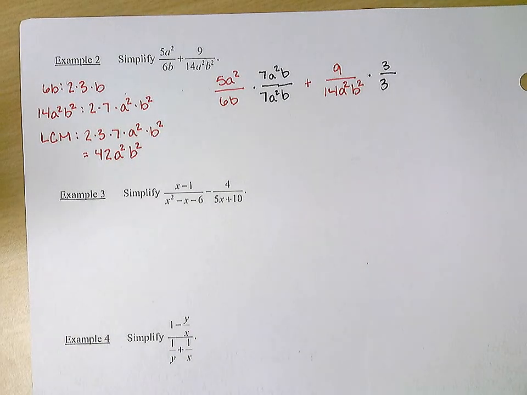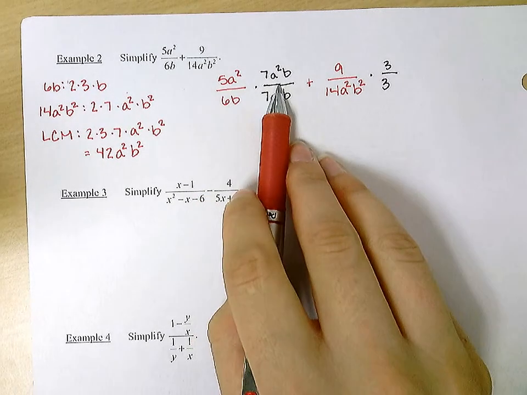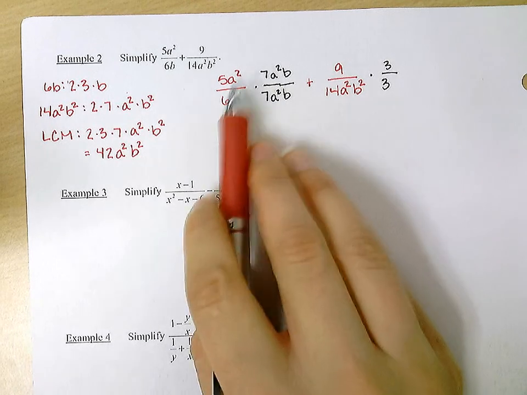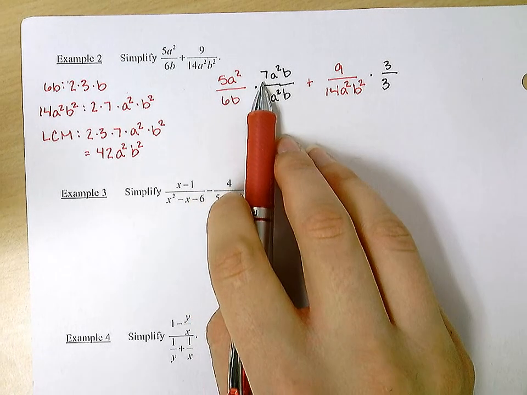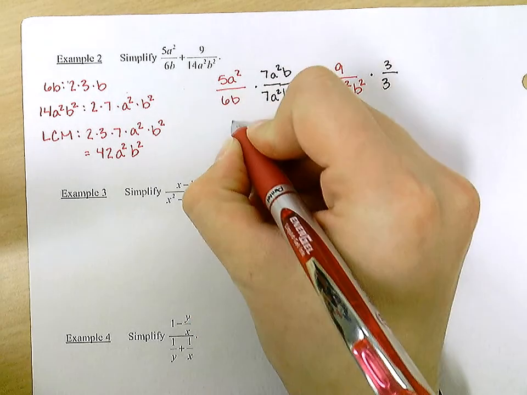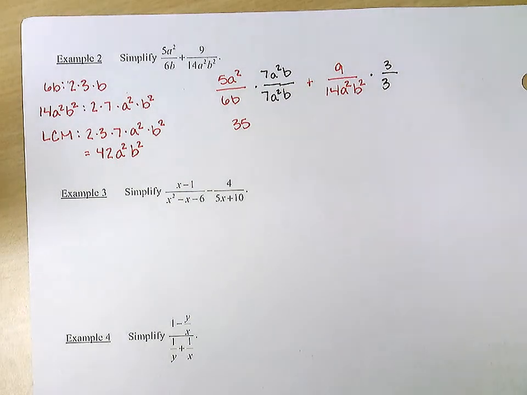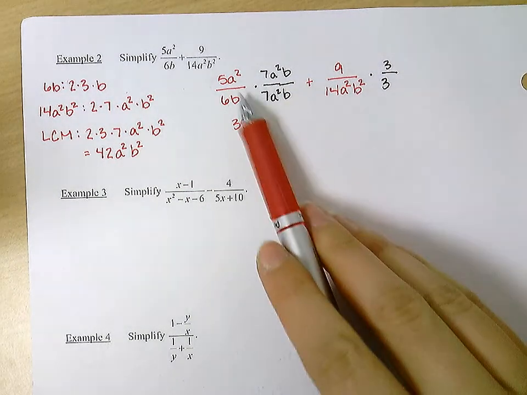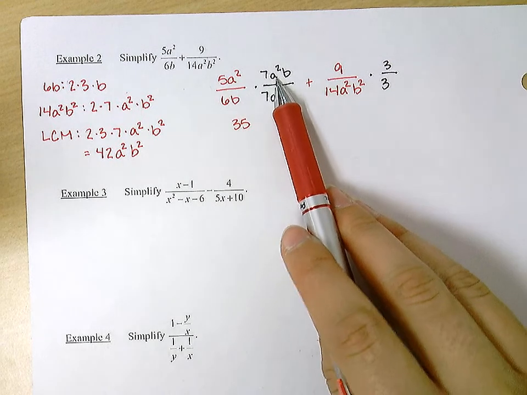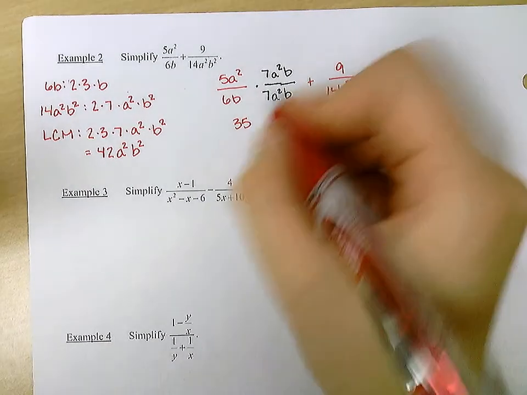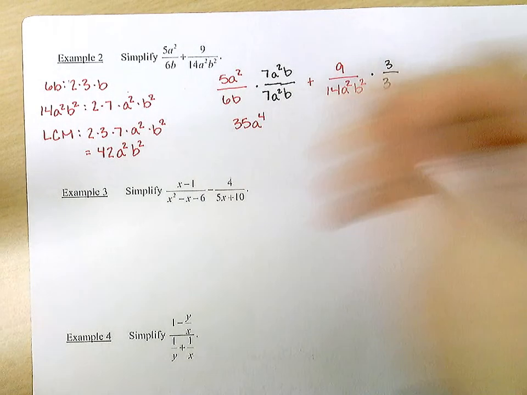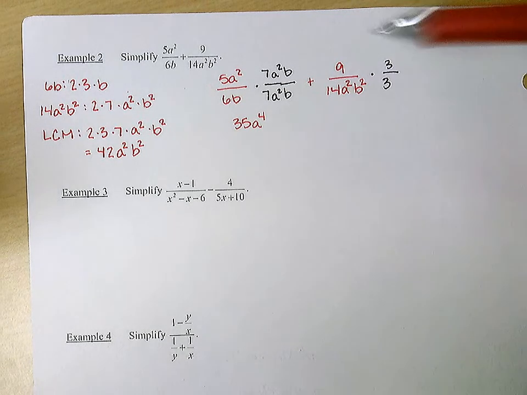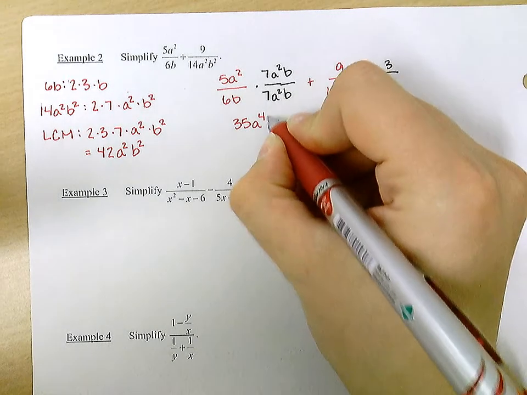Okay, so now I'm just multiplying these fractions. So I can multiply my numerator straight across. We have 5 times 7 is 35. We have a squared times a squared. That's a to the 4th. And then we have it multiplied by b.